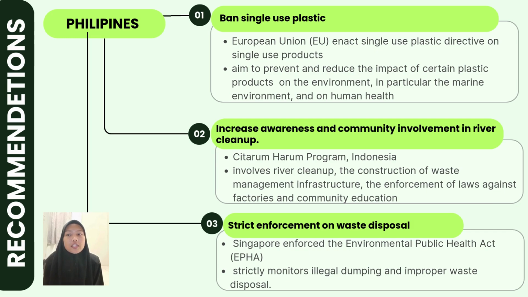are followed. Even if good policies exist, they will not be effective without proper monitoring, penalties, and consistent enforcement. For instance, Singapore's Environmental Public Health Act strictly monitors illegal dumping and improper waste disposal. They also impose heavy penalties, such as fines up to 50,000 Singapore dollars for first-time offenders, in order to ensure compliance and reduce river pollution.